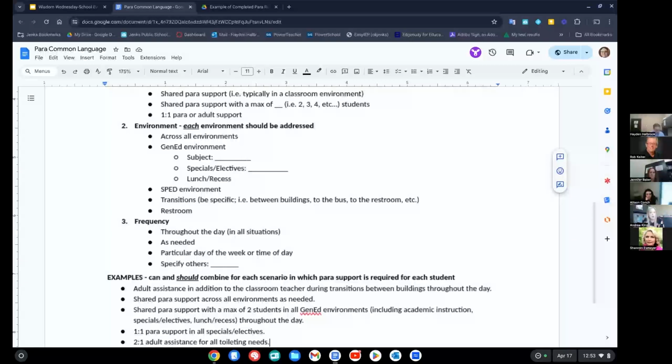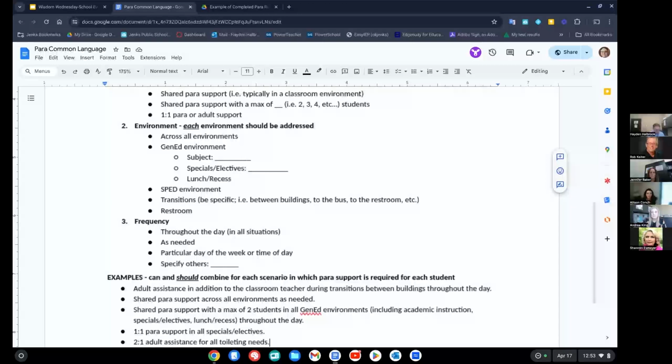And there's a few examples below of what that can look like. And these examples are just to help guide teams into making the most appropriate determination for the para language. And again, we're just trying to get our IEPs consistently documenting that para support. So that's why we created the para common language document.